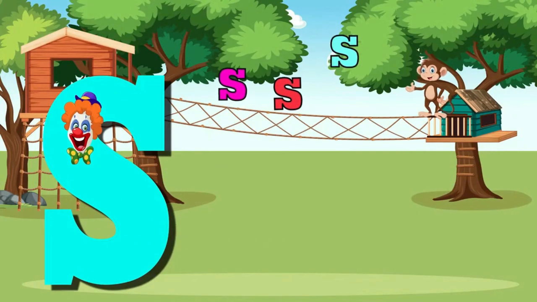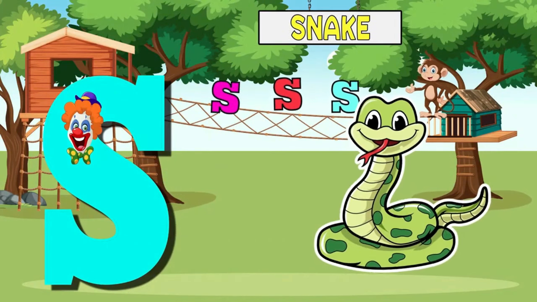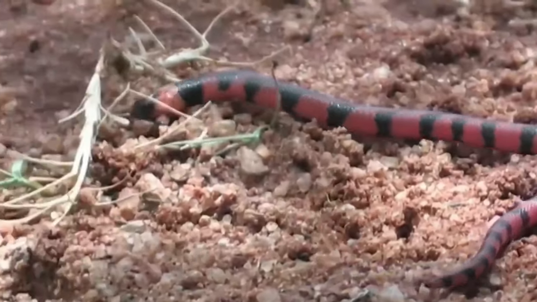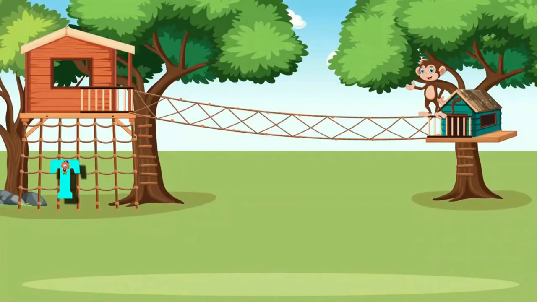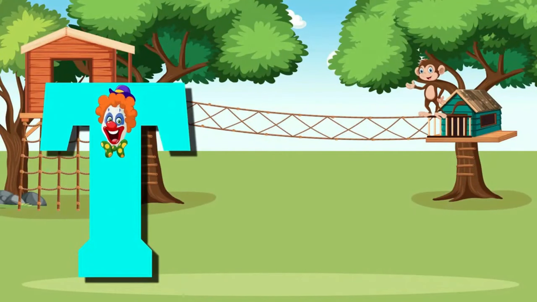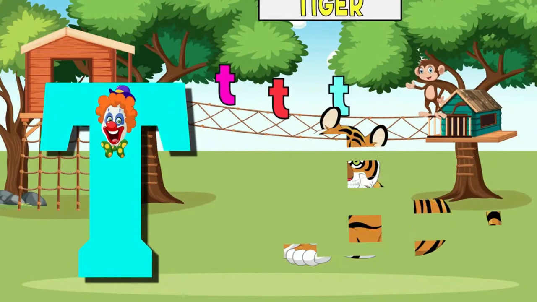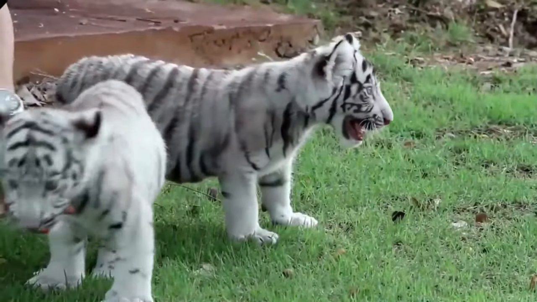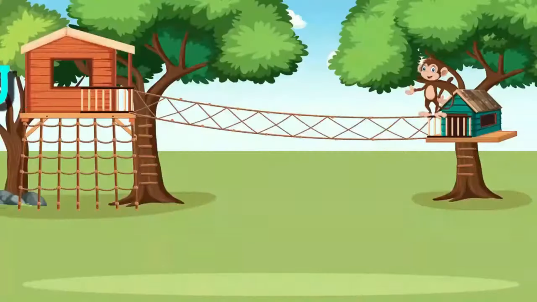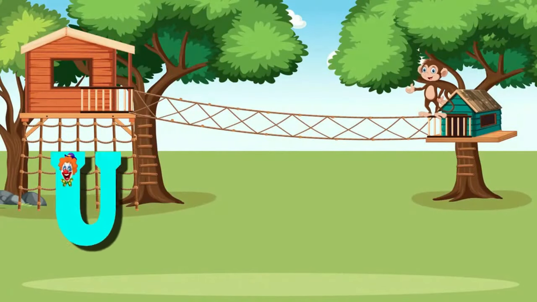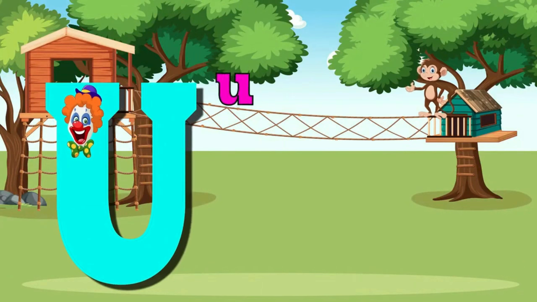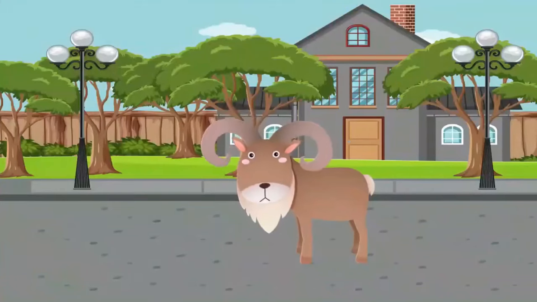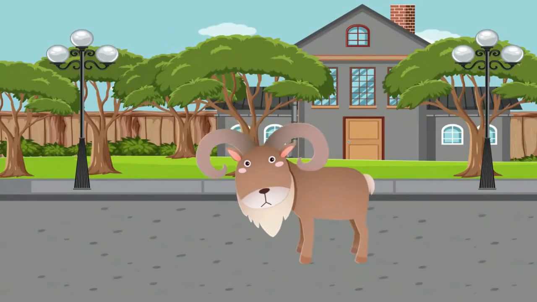S, S, S, S, a snake. It's really good in a zigzag race. T, T, T, T, a tiger. I want to be its friend. U, U, U, U, a unicorn. Its horn catches your eyes.